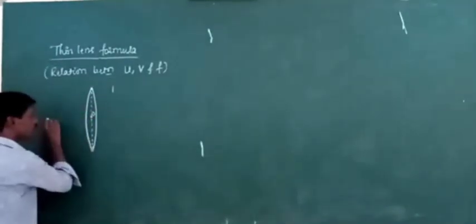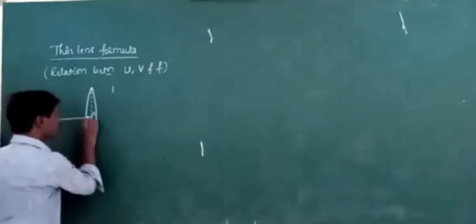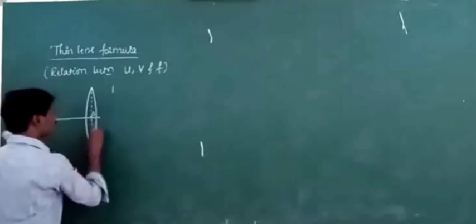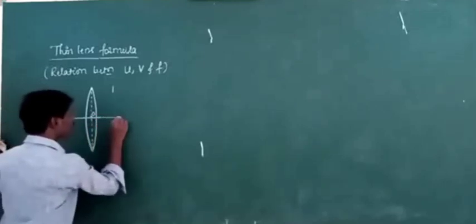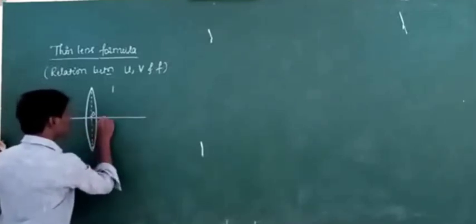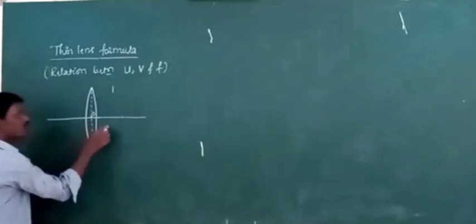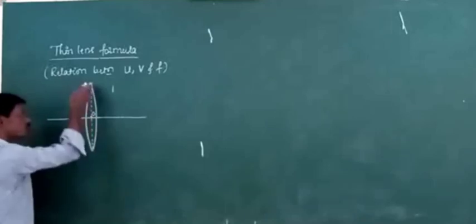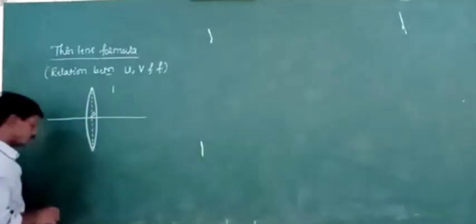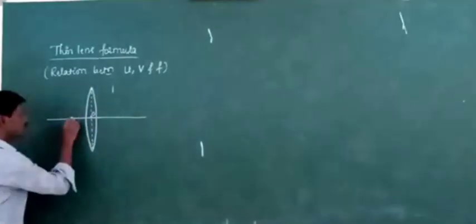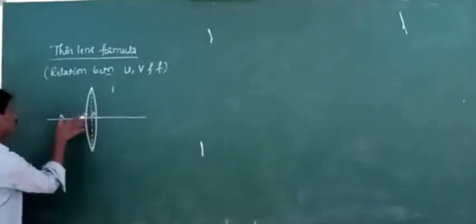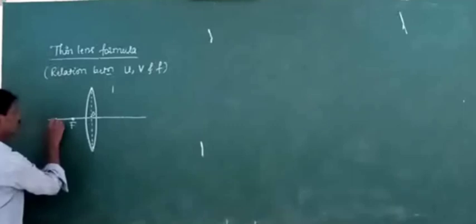The line passing through the optical center and centers of curvature of the two curved surfaces is called the principal axis. It is called the principal axis, and this principal axis is perpendicular to the lens. Now let us consider it is the first principal focus. Then OF and O2F. We are going to take O2F. It is at 2F now.